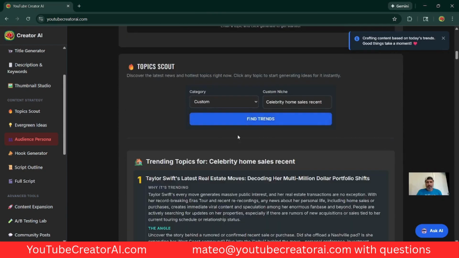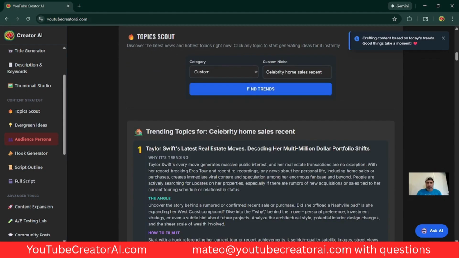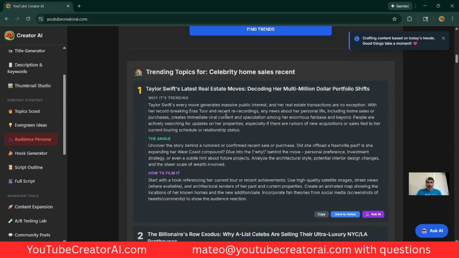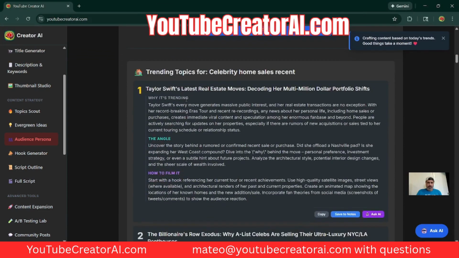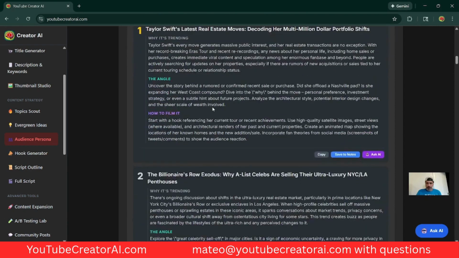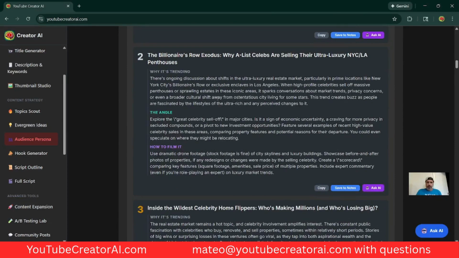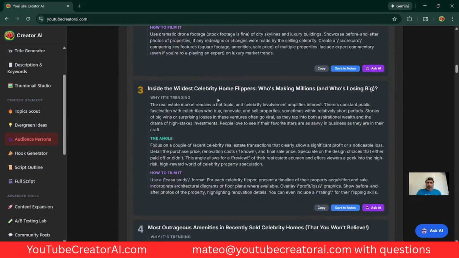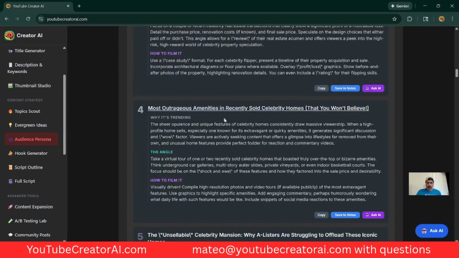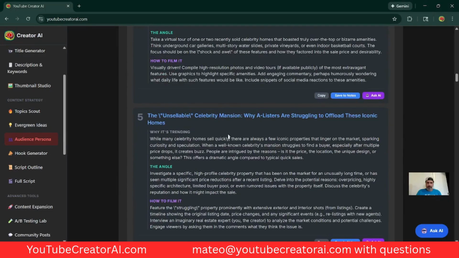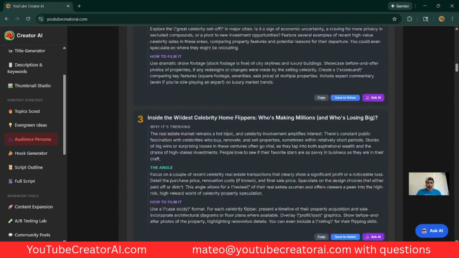Our tool is still running the topic scout. So here it comes, here it goes. It's going to give us a few ideas here. Taylor Swift's latest real estate moves. There's some rumors here about her selling one of her properties. Billionaires Row Exodus, why A-list celebrities are selling their ultra luxury NYC and LA houses, and Inside Wildest Celebrity Home Flippers. So there's a few topics here that it's going to give us.